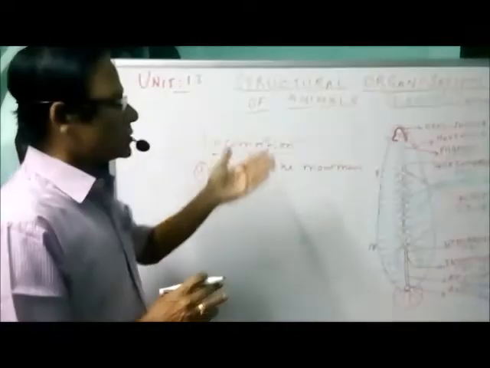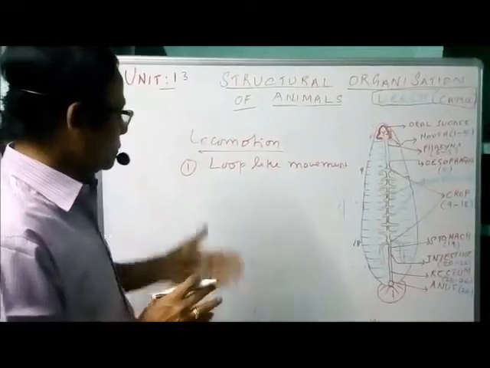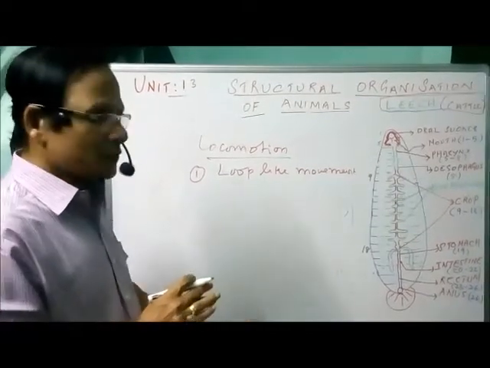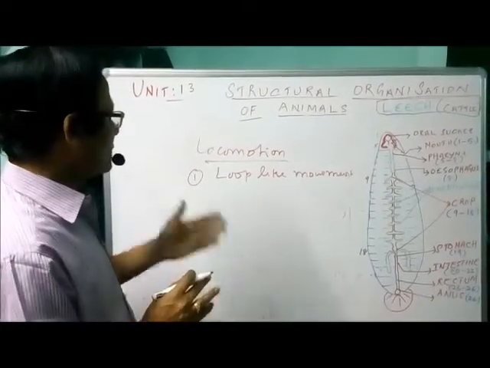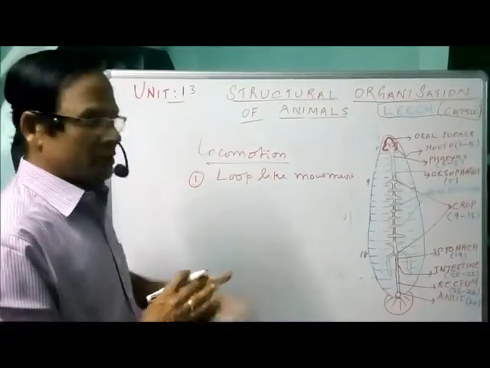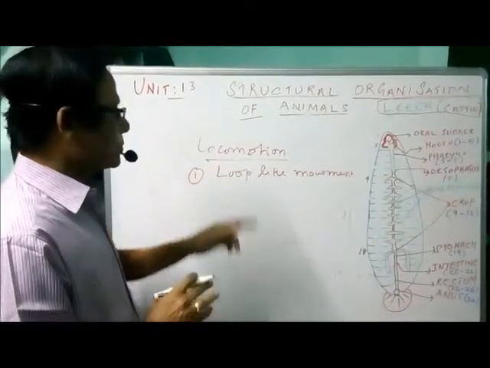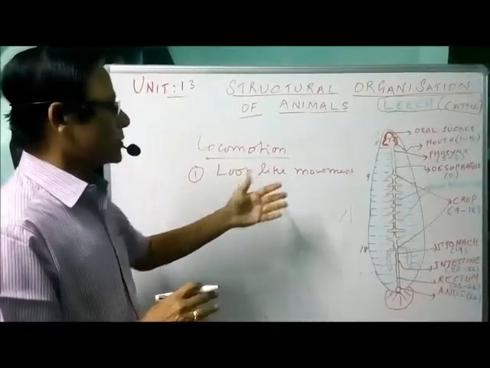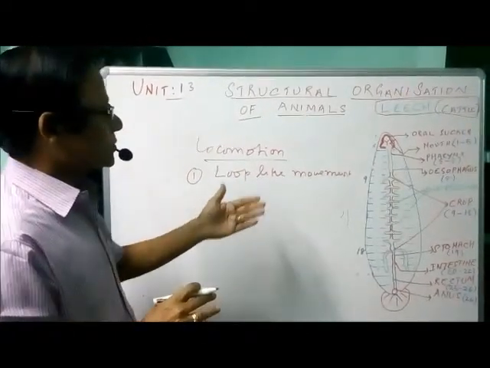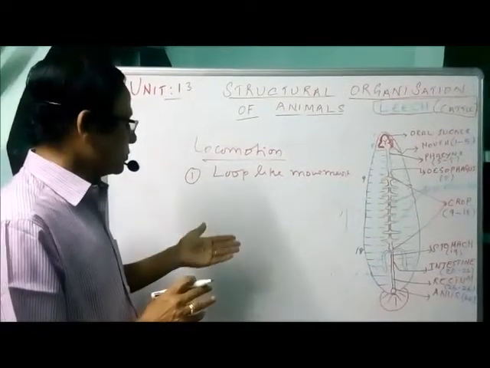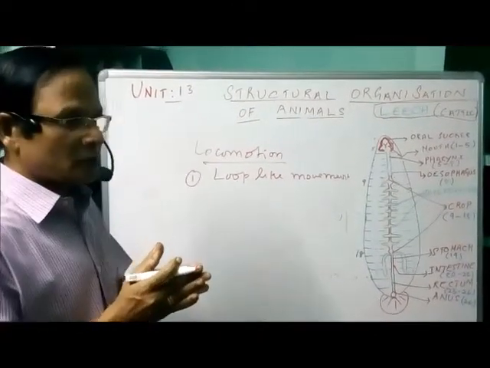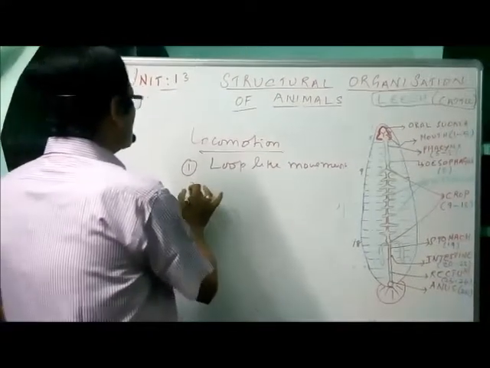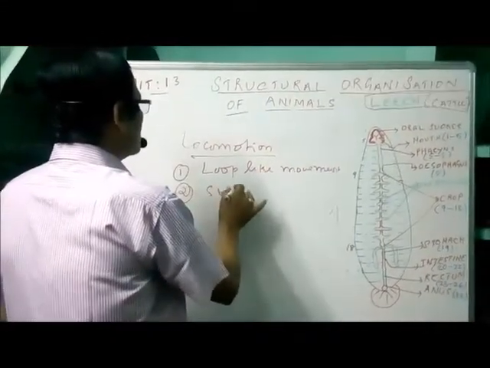Now, the suckers also play a major role during movement. Both anterior and posterior suckers are used for attachment during the time of locomotion and movement. So, it's a loop-like movement on land brought about by the contraction and relaxation of the muscles, and the suckers also play a major role in locomotion by attaching themselves to the substratum during movement. Then another one is what's called swimming movement.